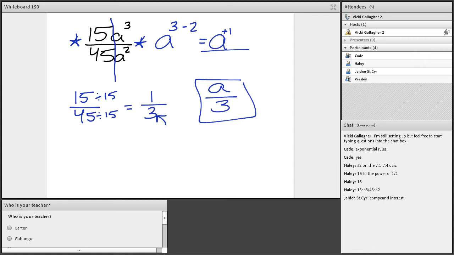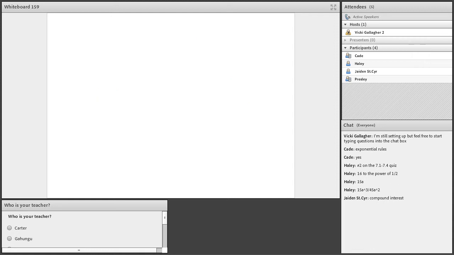Compound interest. Yes, we could totally do that. Do you have anyone in particular, or do you care? Can I just take the one off my quiz? Okay, cool. I have my quiz, I think. That's not my quiz. All right.